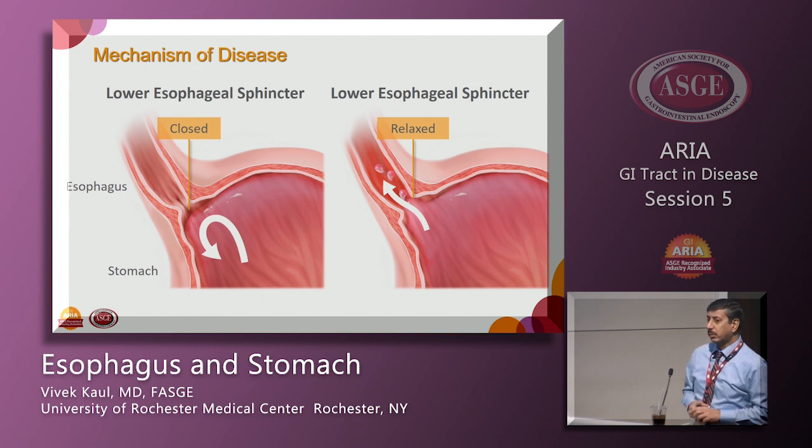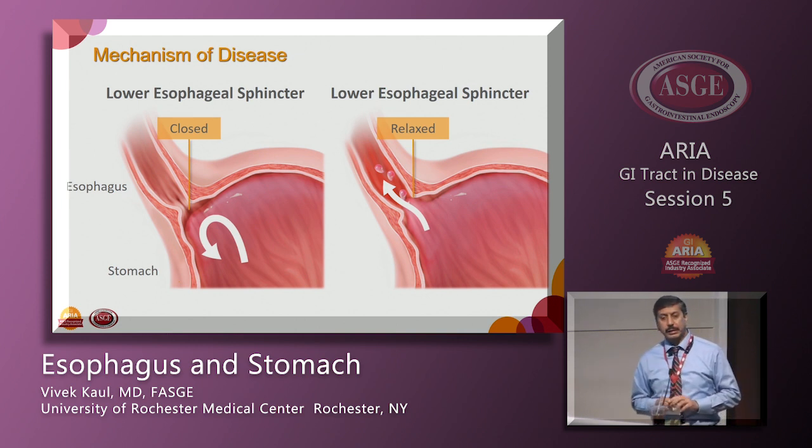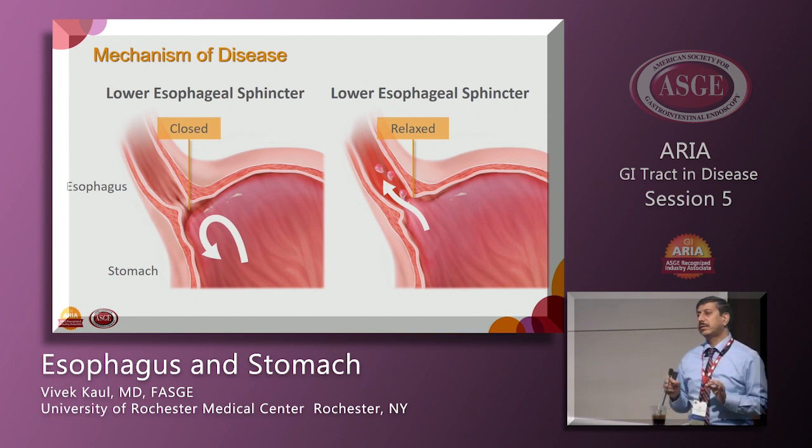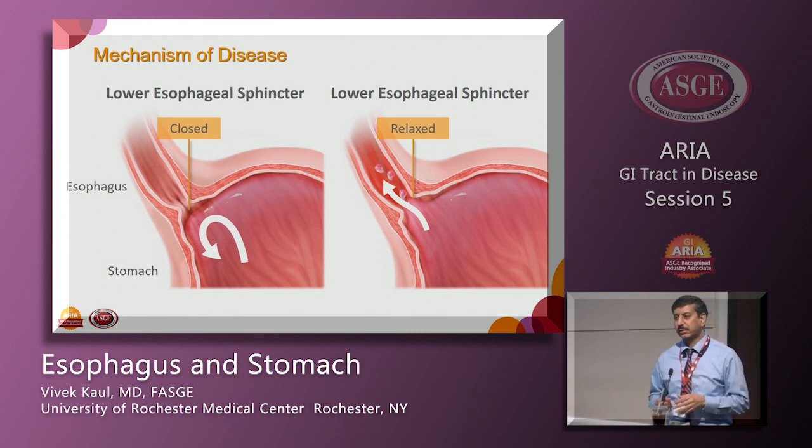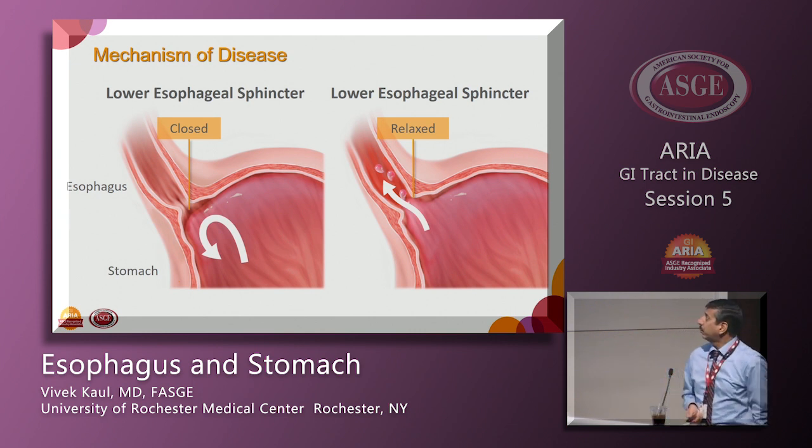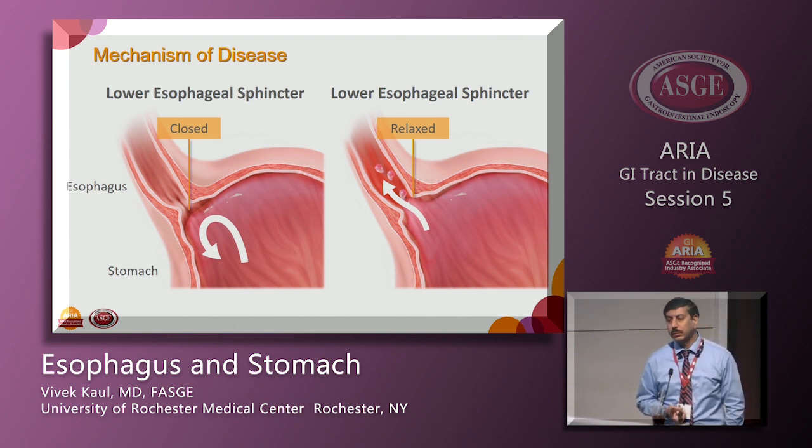How does this occur and why does this occur? So just to be clear, transient relaxations of the sphincter at the GE junction are very common. They're natural, and most of us have them many times a day, and that's fine. That's how God intended it. But when you have a pathologic reflux, that's when problems start.